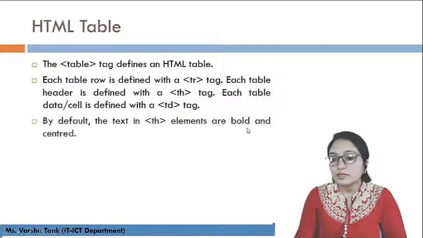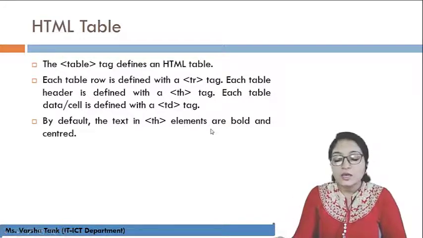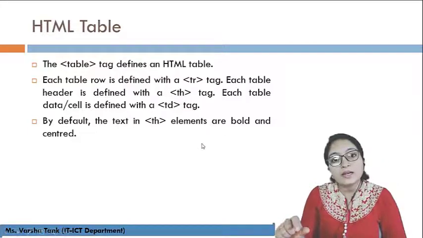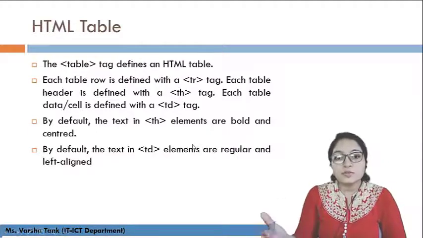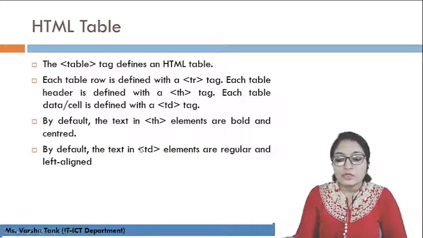By default, the text in th elements is bold and centered. Whenever you use the table header tag for defining the table header, by default that text is in bold and centered form, so you don't have to specify center and bold for the th. By default, the text in td elements is regular and left aligned. If you want to change its alignment, you can do it.